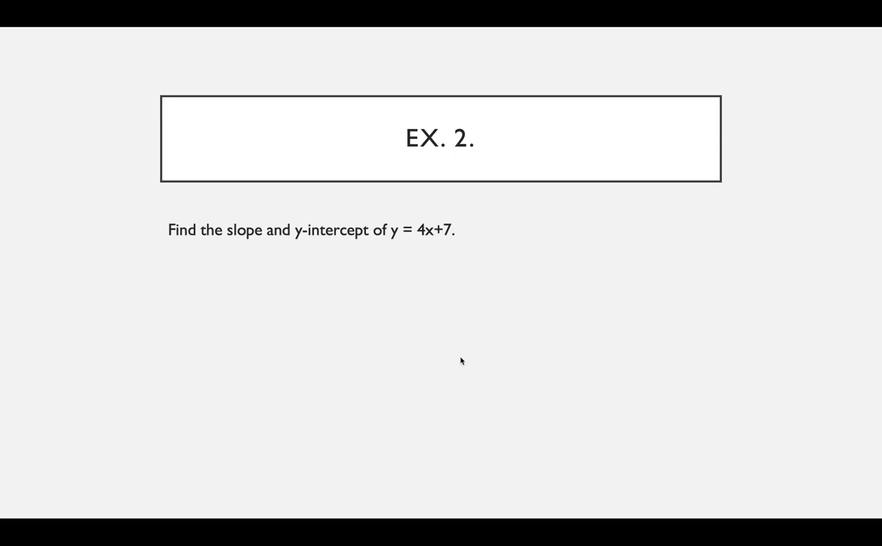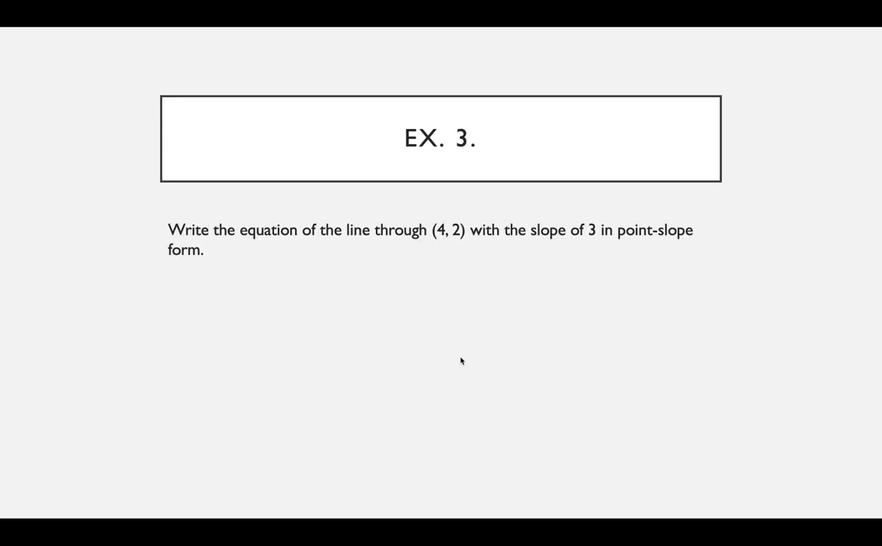All right, so we want to find the slope and y-intercept of y equals 4x plus 7. Fortunately, it is in slope-intercept form. So our slope is represented by m, and then our y-intercept is the point (0, b). So since our equation is in the form y equals mx plus b, we can determine that m is 4 and b is 7. So the slope is 4 and the y-intercept is the point (0, 7).